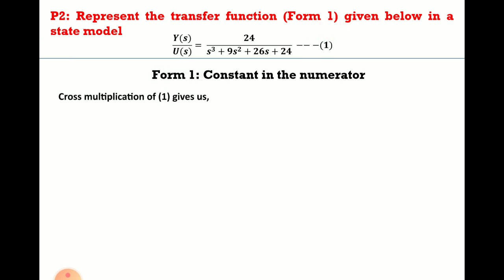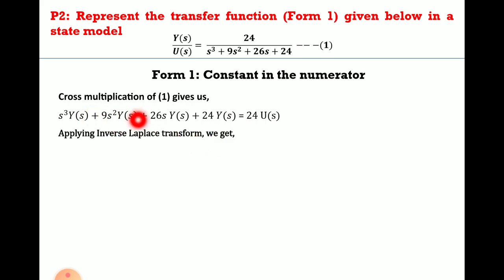So here the solution is very simple. You need to convert the given transfer function into a differential equation. Once you convert it into a differential equation, the procedure remains the same as you would follow for a differential equation. So first you perform cross multiplication of the given transfer function. You will get Y of s into (s cube plus 9s square plus 26s plus 24) equal to 24 into U of s. Now this is in the s domain, and we need to convert it into the t domain. For that you apply the Laplace transform.